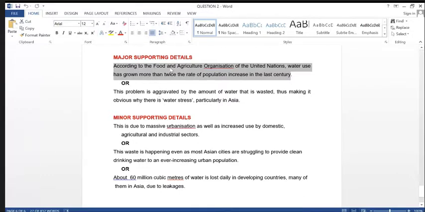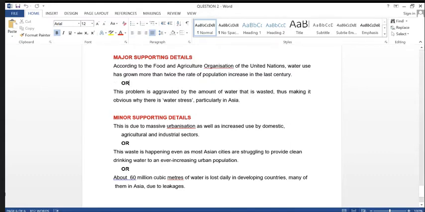Meaning, if you use according to the Food and Agriculture Organization, your minor supporting detail must be this. This is due to massive urbanization as well as increased use by domestic, because this is minor supporting detail that is further elaborating water use. Okay, you cannot use this because this is about water waste. However, if in your major supporting detail answer, you choose the second major supporting detail, your option of minor supporting detail is either this sentence, this waste is happening, or about 60 million cubic meters of water is lost daily. All right, so what I'm trying to say, the minor must match the major.